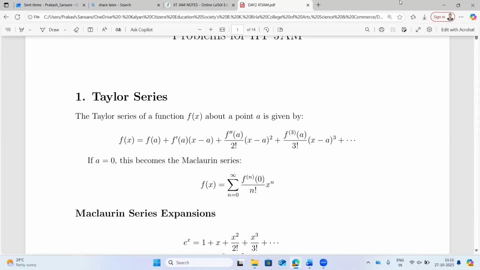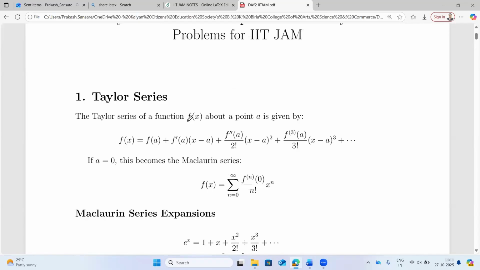What is Taylor's series? The Taylor series of a function f(x) about a point a is given by f(x) = f(a) + f'(a)(x minus a) + f''(a)/2! (x minus a)^2 + f'''(a)/3! (x minus a)^3 + dot dot dot. Here dash means the derivative. Writing this dot dot dot is equally important.